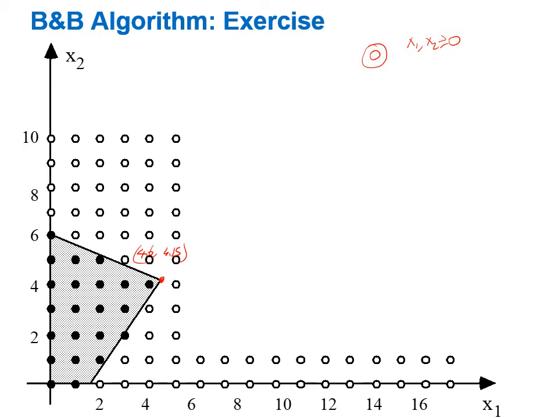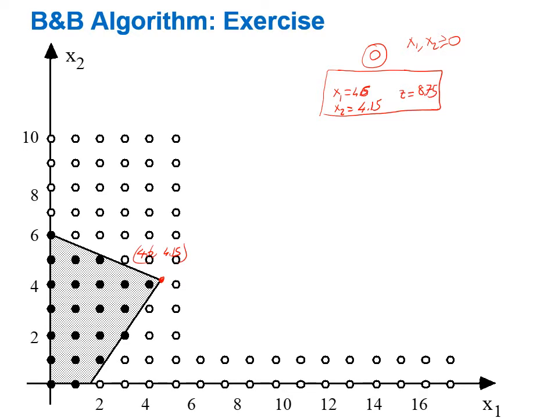And when I solve it, let me write the solution here. Okay, so this is the first LP problem that we solve, and we obtain x1 equal to 4.6, sorry, and x2 equal to 4.15, and the z value for this one is 8.75.